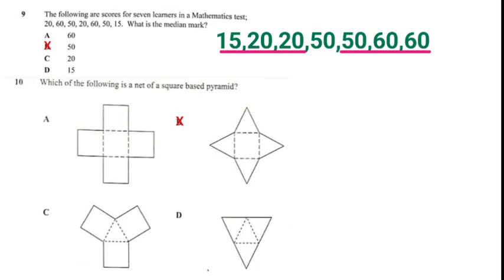D is not a correct answer. C is not a correct answer either. I'm not sure you can even form a pyramid from those shapes. You can't, because it has a base which is a triangle, and those other 3 sides are not triangles. They cannot even form a pyramid. D will form a triangular pyramid and not a square-based pyramid. Okay, so those were the answers. Let's go to the next question.